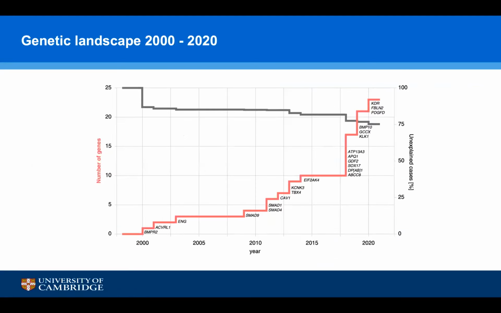So since the landmark discovery of BMPR2 mutations in PAH in the year 2000, we discovered over 20 other genes, which in total account for around 25% of cases with idiopathic or sporadic form of the disease. So the remainder does not have a genetic diagnosis.